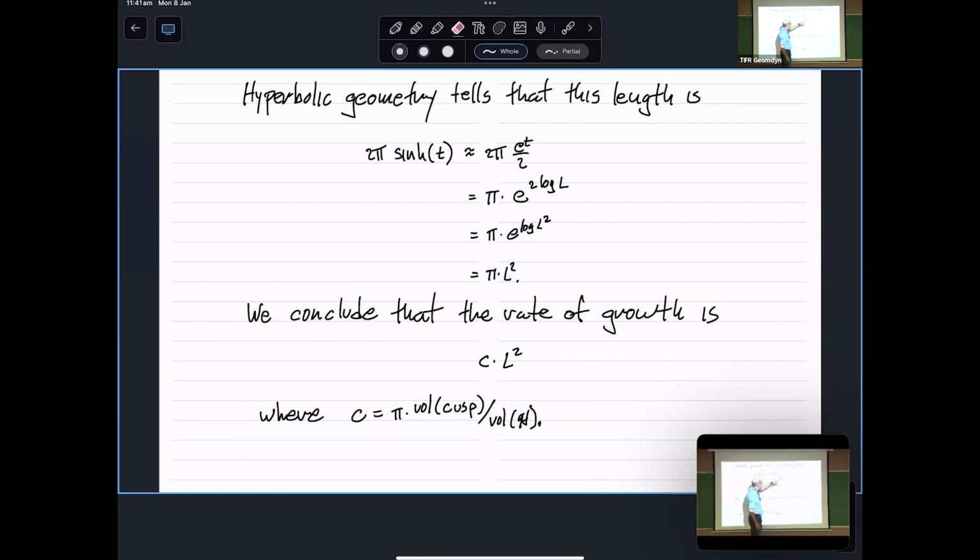But recall that t is 2 log L. We set that up. So this is pi times e to the 2 log L. So it's pi times e to the log of L squared. So it's pi times L squared. Okay? So we conclude that the rate of growth is in fact c times L squared, where c is sort of the volume of the cusp divided by the volume of the whole space.